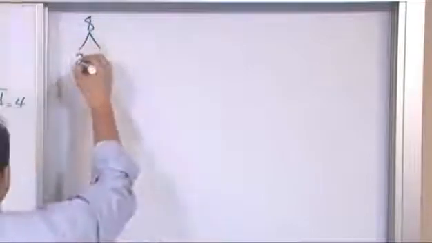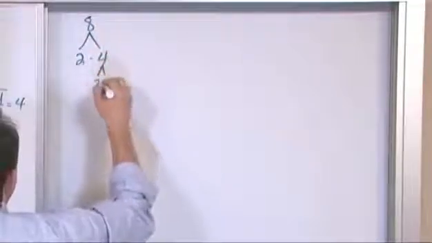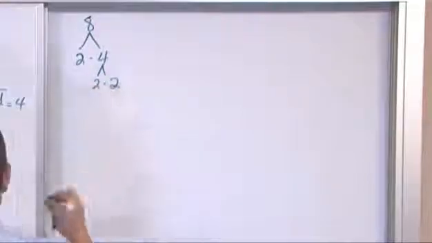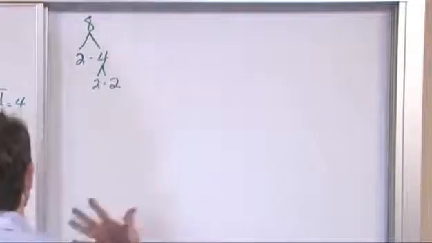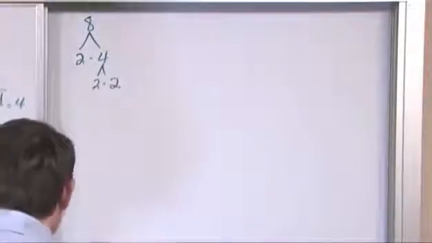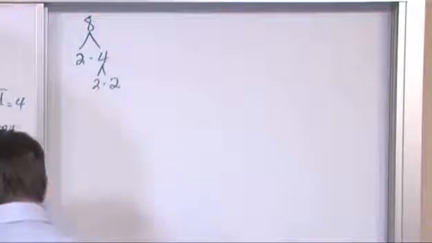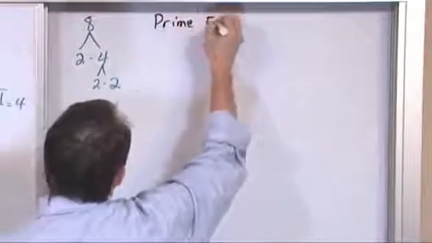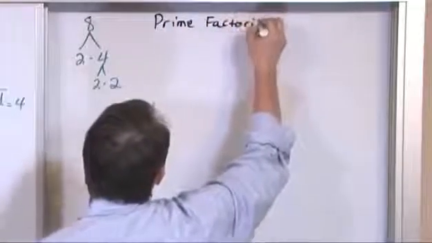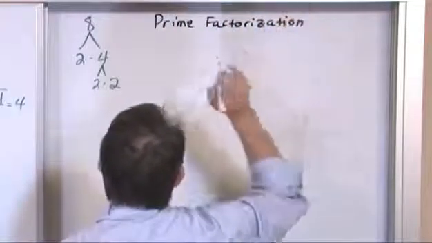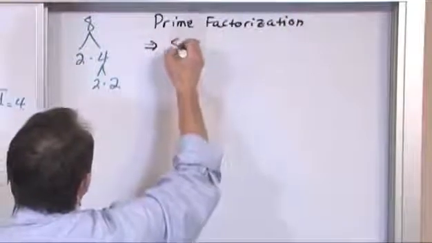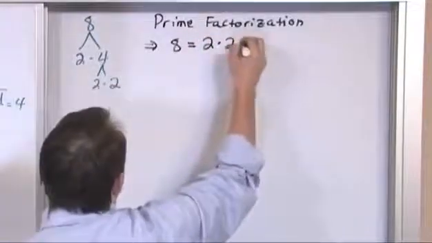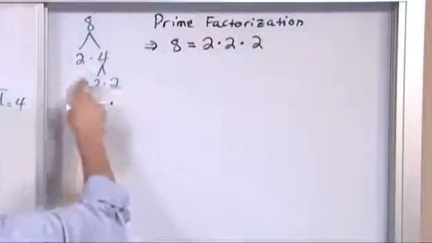So 8 is 2 times 4, and 4 is 2 times 2. So we're done. This is prime, prime, prime. Now, if we were just listing the prime factors, we would just put the number 2 down. But when we list the prime factorization, what you're doing is you're saying, all right, the number 8 is equal to 2 times 2 times 2. Basically, everything in the bottom of the tree multiplied together gives you 8.